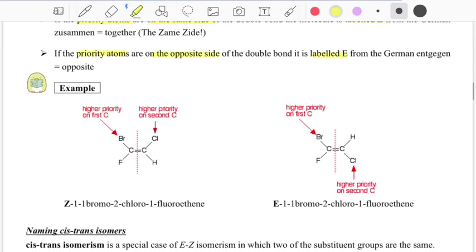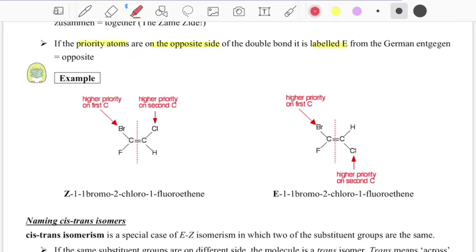So for this molecule, remember when we compare bromine with fluorine, bromine has higher priority, and if we compare chlorine with hydrogen, chlorine has higher priority. So the priority atoms are on the same side of the double bond, hence it's called Z isomer. So we place a prefix to the name of the molecule.